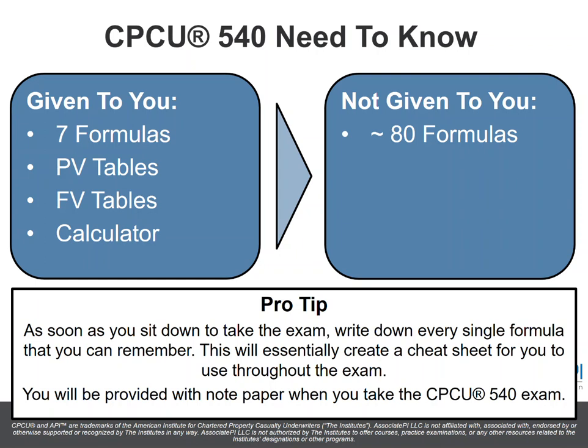You will be given the present value tables, the future value tables, and you will be given a basic calculator. It won't be a financial calculator. It'll just be a basic calculator, no financial functions, just be able to multiply, divide, and use basic functions of the calculator. The present value and future value tables that you are given, I will cover later as well, and I'll show you how to use those to calculate present value and future value. So what you're not given is the other 80 formulas. There's over 80 formulas that you need to know and be familiar with for this exam.